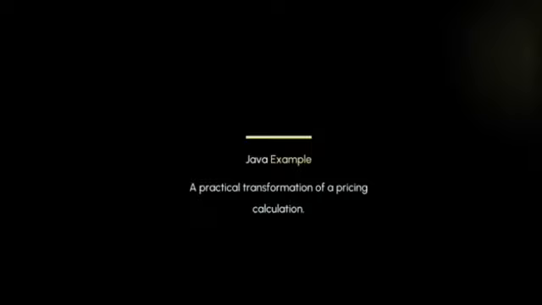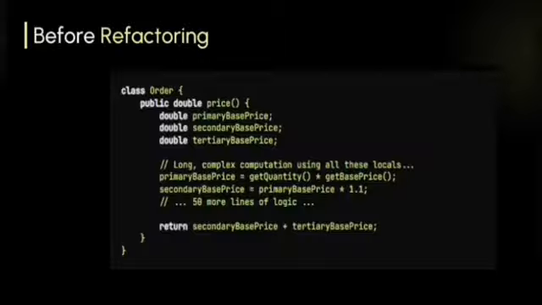So here is an example for a practical transformation of a price calculation that I am giving for replace method with method object. So what happens before refactoring? As we look at the code on the slide, we can see a classic example of a design problem that frequently creeps into evolving systems. Inside our order class, we have a price method that starts out with several local variables like primary base price, secondary base price, and tertiary base price.